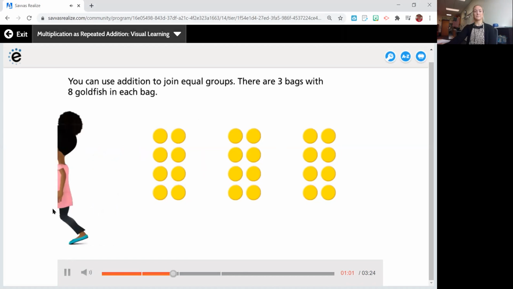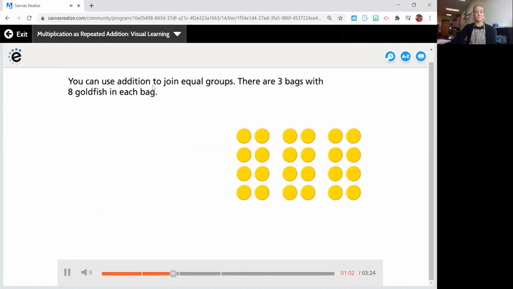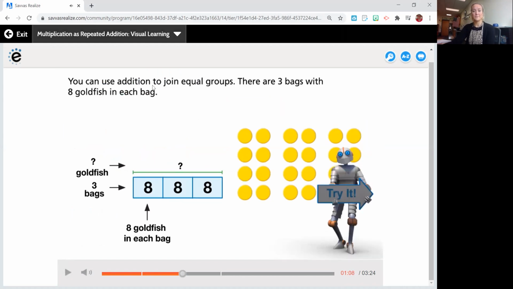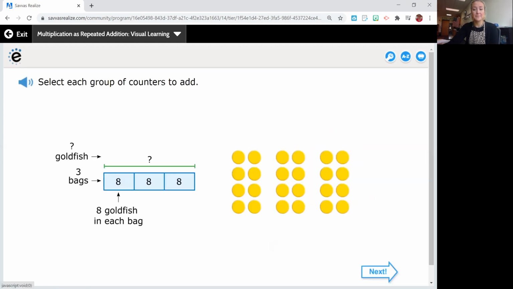You can use addition to join equal groups. There are 3 bags with 8 goldfish in each bag. Let's practice using addition, repeated addition. This is similar to what we did in our problem solving for today. If we have 8 3 times, and we need to figure out what the total is, the word total is a key word for multiplication and addition.